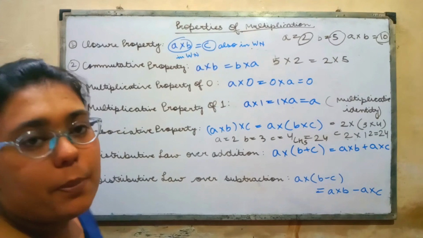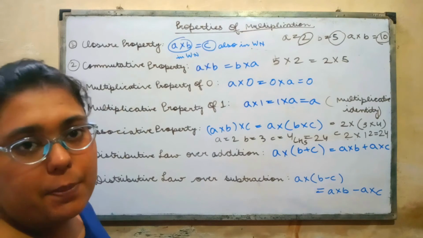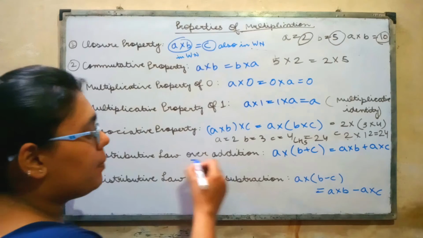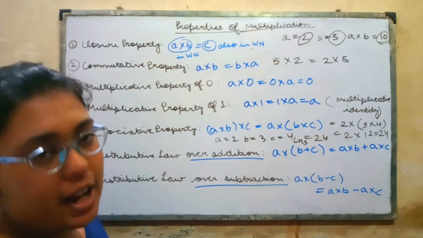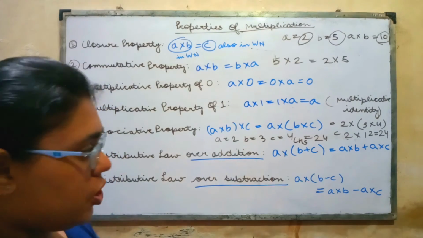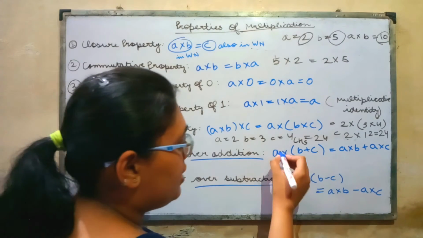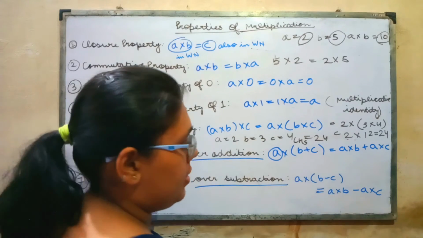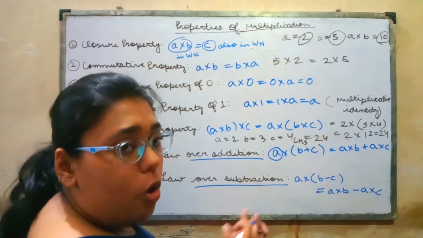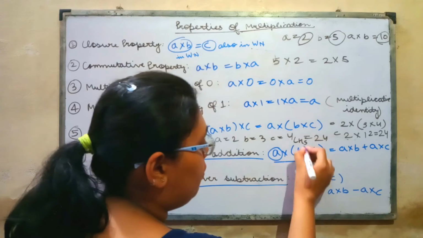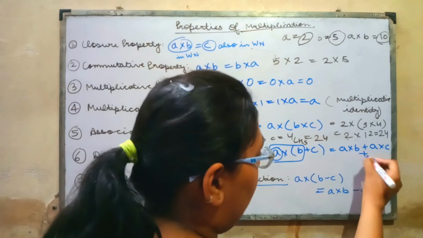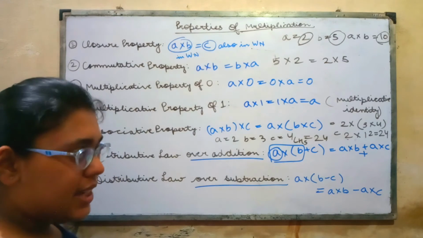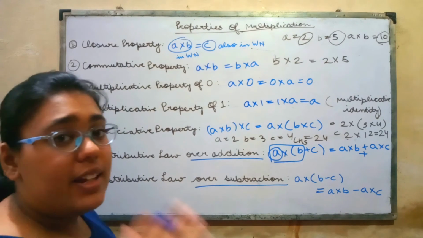Okay. Now coming to the most important properties of multiplication. These are the distributive properties. And these properties can be over addition or can be over subtraction. Okay. So for addition, we have this formula. That means a number has to be multiplied by the sum of two numbers. That is B and C. And we can open it and multiply it by first number and then add and then multiply it with the second number. So you can see that this makes your calculation very easy.